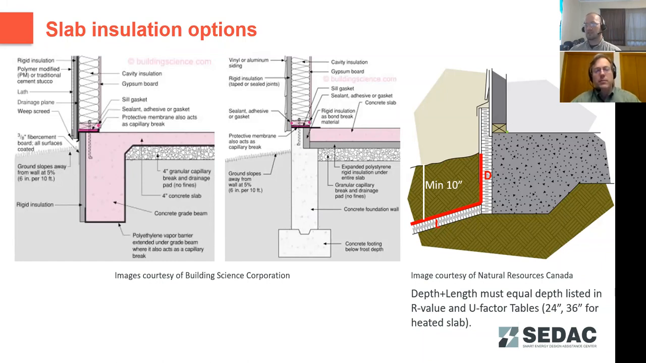So you can see in the picture on the right here, for protection of that insulation, the minimum depth is 10 inches if you're going to have horizontal insulation coming out from your footer. But the total distance of depth plus length has to equal that 2-foot requirement, or 3-foot requirement for heated slabs. So if you go 10 inches down, you're going to have to go 14 inches out to get your horizontal insulation to meet that insulation requirement.